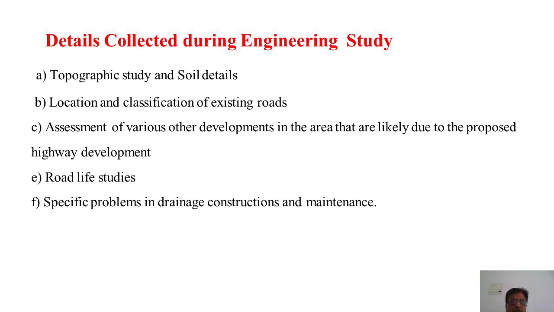Because we consider what is called the California Bearing Ratio, CBR. CBR decides the thickness of your pavement. As the thickness increases, the pavement cost also increases. If the CBR is good, the thickness of the pavement will be less, so the cost will be less. It's directly related. Location and classification of existing roads.